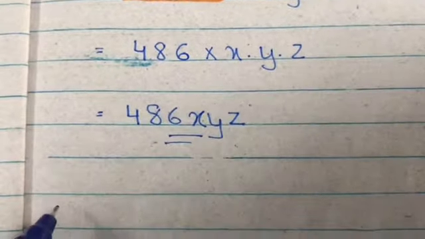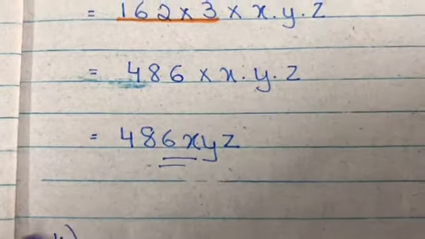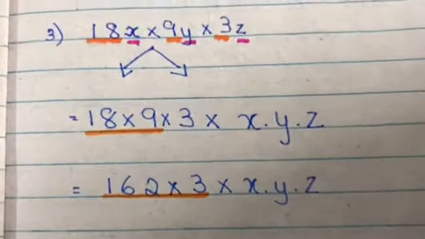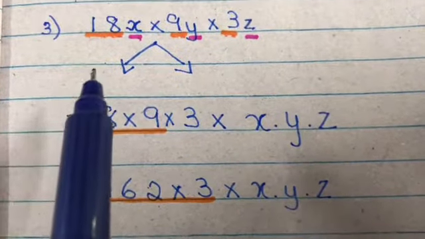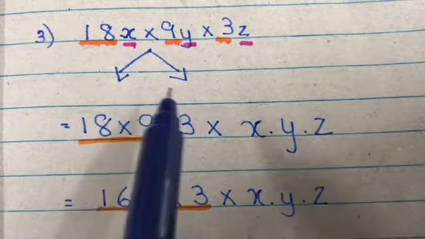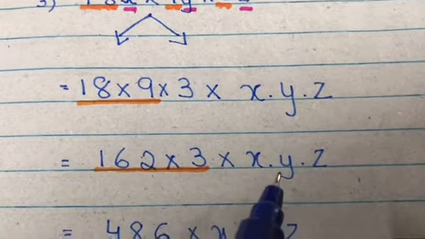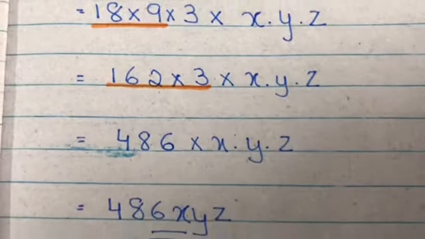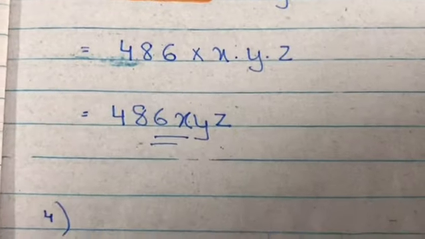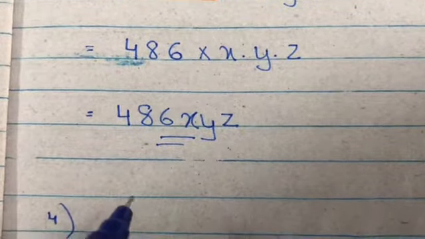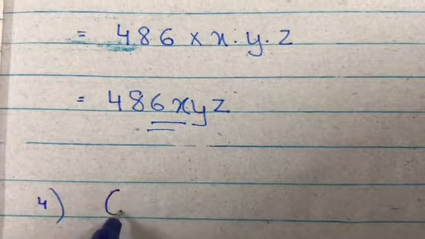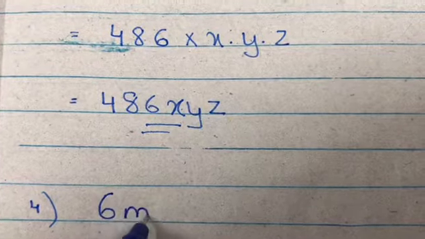Okay? So I hope you've understood this. The main thing you have to remember is to separate the numbers and separate the letters. Solve the numbers separately, solve the letters separately. It will be much easier for you and clearer. All right? Okay, now let's go on to the next one. Let's see whether you can do it.